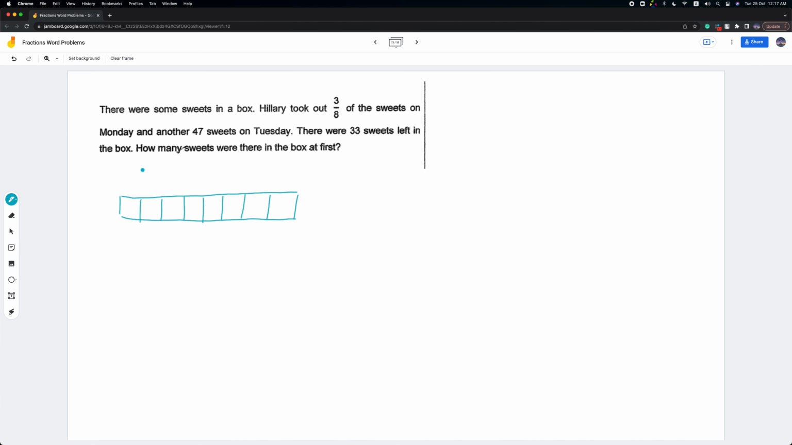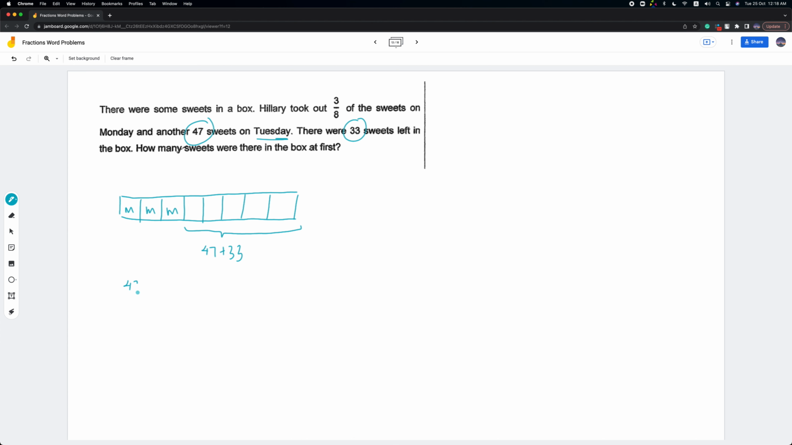There you go. So 3/8 of the sweets on Monday. So this is Monday. Now, she took another 47 sweets on Tuesday, and we do not know where Tuesday is. We cannot say it's 2 units or 3 units or 4 units and so on. But we know something. The remaining sweets, 33, and Tuesday is together here. So this is 47 plus 33.